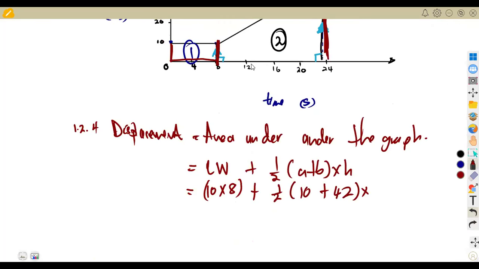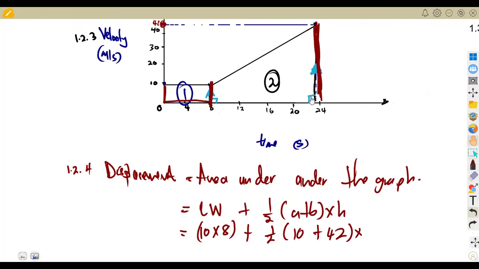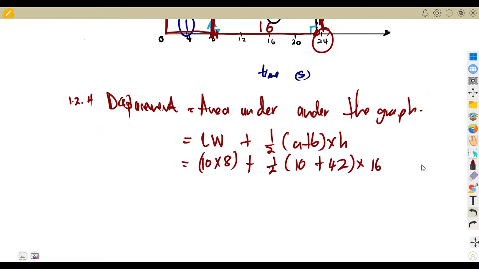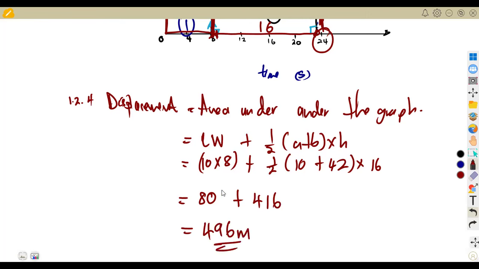The height is the one that is taken in between these two lines, which are perpendicular. The perpendicular distance is 16. Remember, we said in between here we've got 16 seconds of the acceleration, or you can simply subtract 24 minus 8. You get this 16. So you're going to multiply by 16. The first phase, if you multiply, will give you 80. So that's 80 plus, if you combine this whole part, you get 416. And if we add, that is going to be 496 meters. So that is the displacement taken.